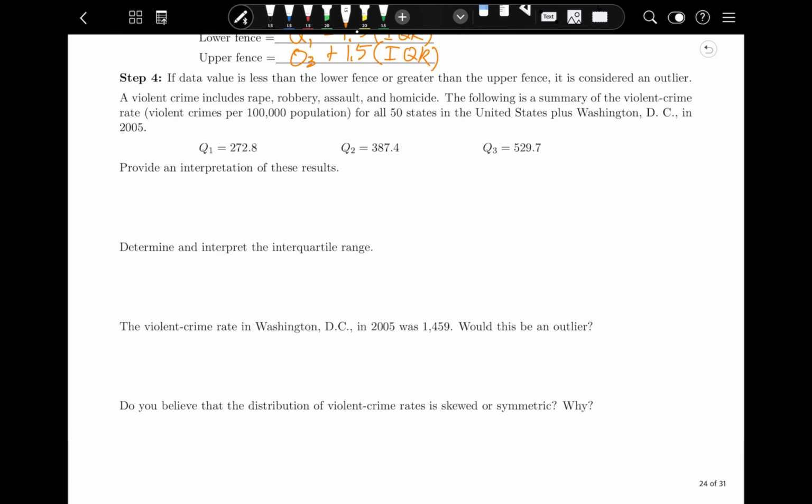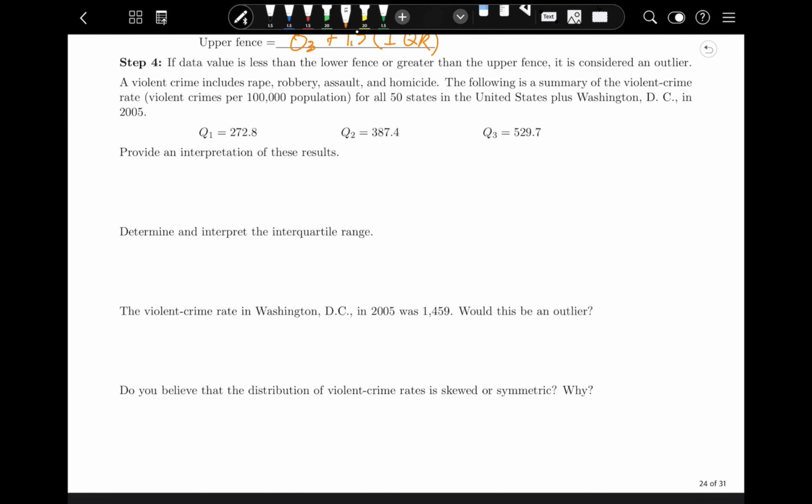Let's go ahead and practice these ideas with an example where they've already found the quartiles, and then after that we'll practice finding the quartiles using technology. A violent crime includes rape, robbery, assault, and homicide. The following is a summary of the violent crime rate, violent crimes per 100,000 population, for all 50 states in the United States plus Washington, D.C., in 2005.